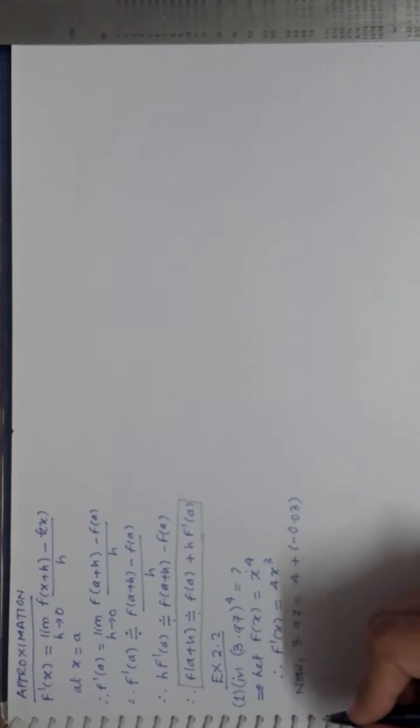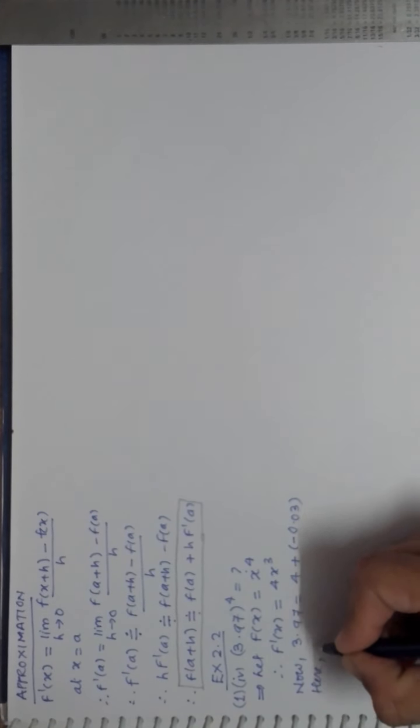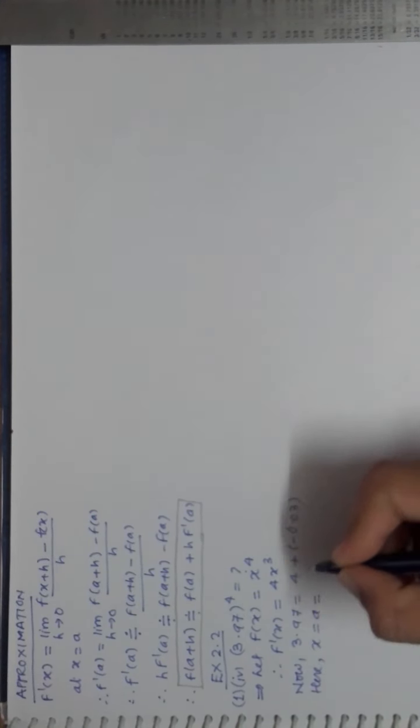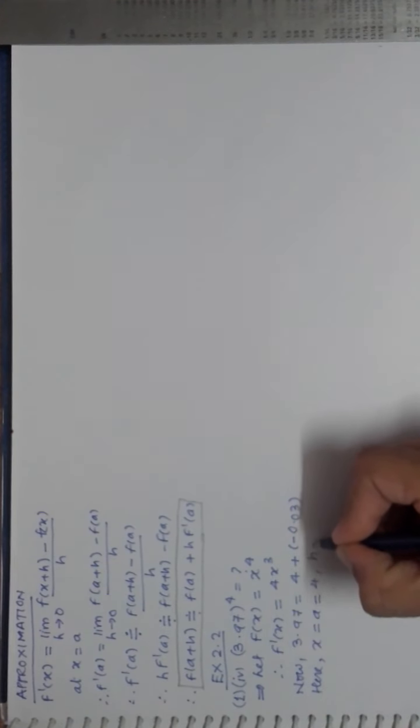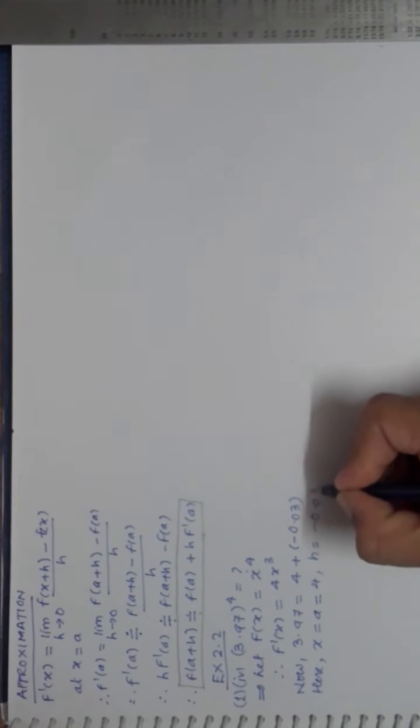It will be 0.03. Agreed? So you can see the format, it looks like this only. That is, now 3.97 is written as 4 plus, that means it is a plus h type. So here I can say your x is equal to a, which is equal to 4, and h is minus 0.03.